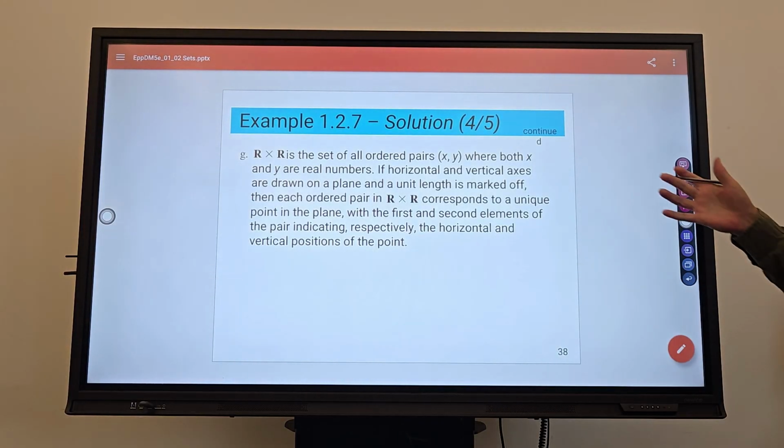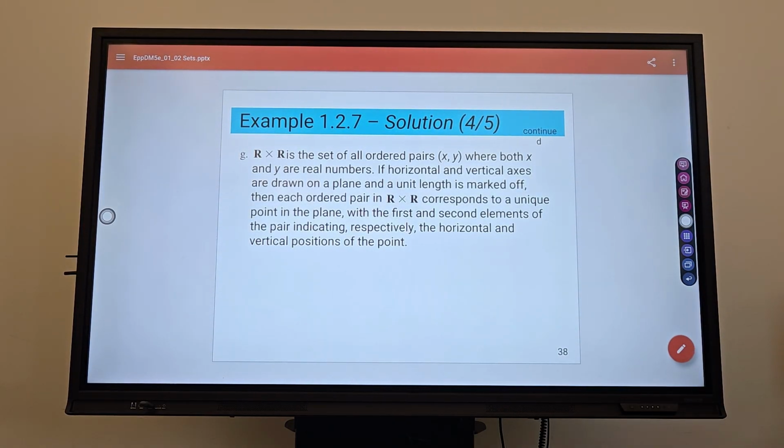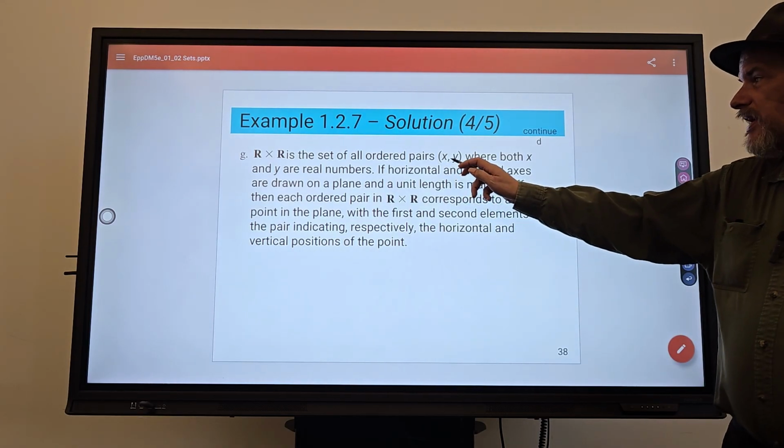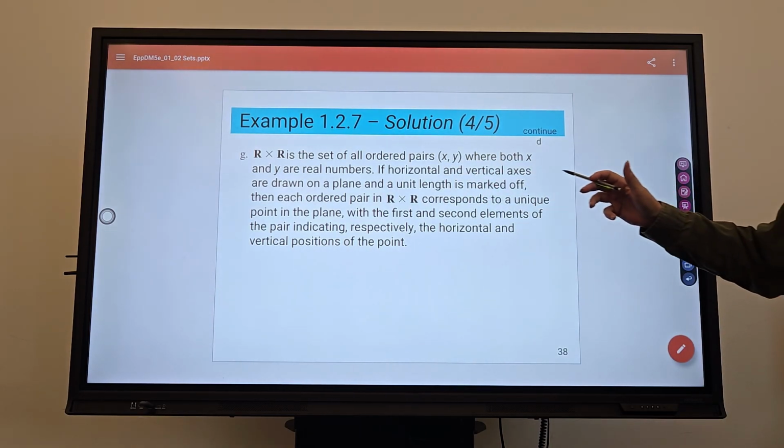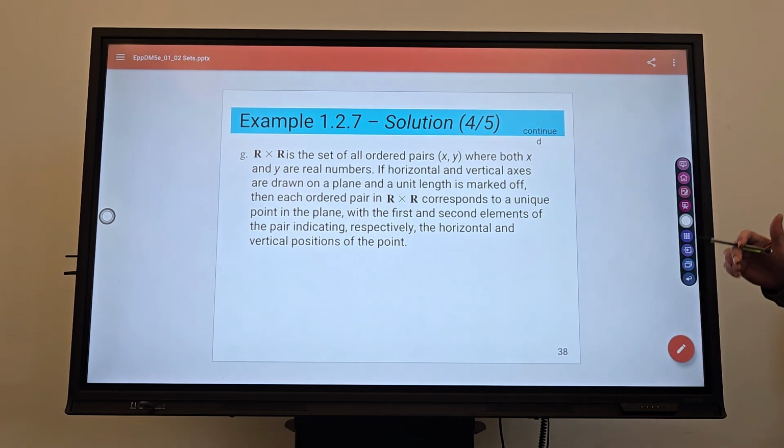Now, I didn't talk about this. The set of real numbers, Cartesian product with the set of real numbers, is going to be the set of all ordered pairs x and y, where both x and y are real numbers. If horizontal and vertical axes are drawn on a plane and a unit length is marked off, then each ordered pair in R Cartesian product R corresponds to a unique point on the plane, with its first and second elements of the pair indicating respectively the horizontal and vertical positions of the point.